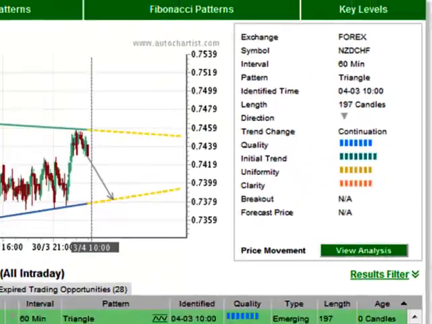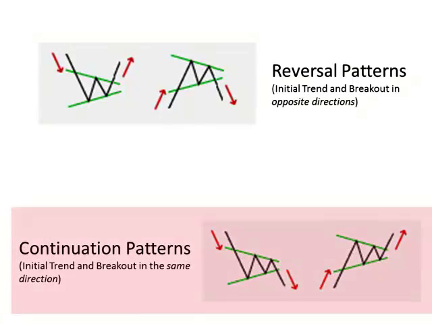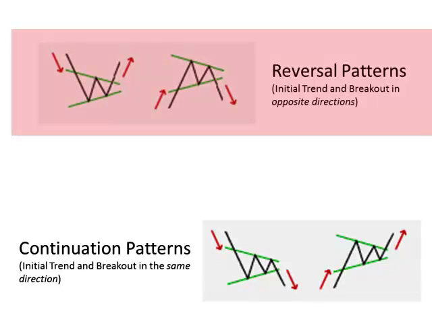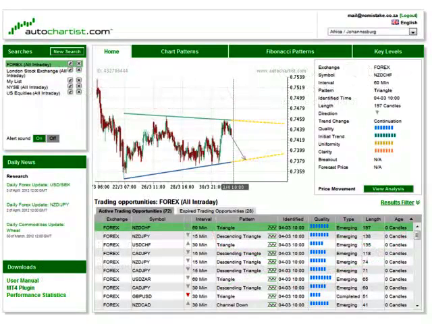Remember our discussion in the video on chart patterns. Continuation patterns break out in the same direction as the initial trend, while reversal patterns break out in the opposite direction of the initial trend. The easiest way for you to know in which direction the pattern is expected to break out is to see where the direction arrow is pointing.